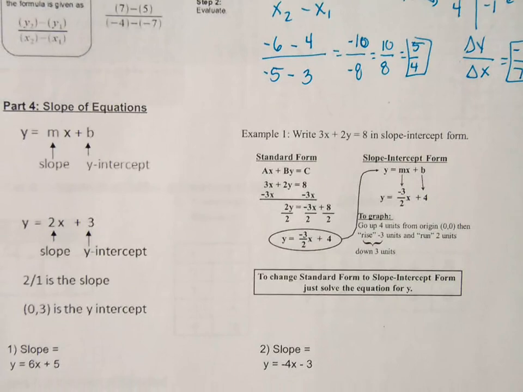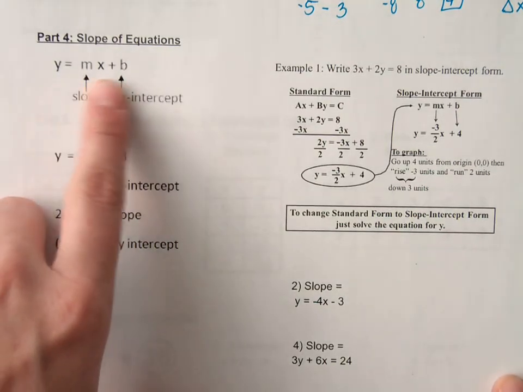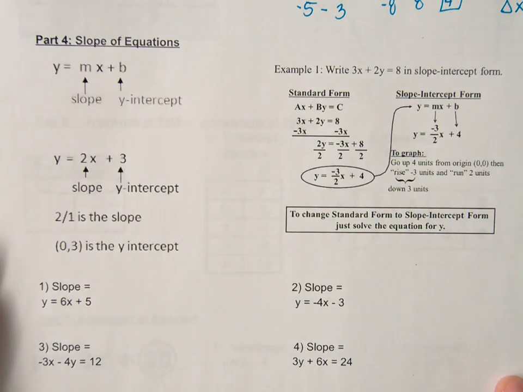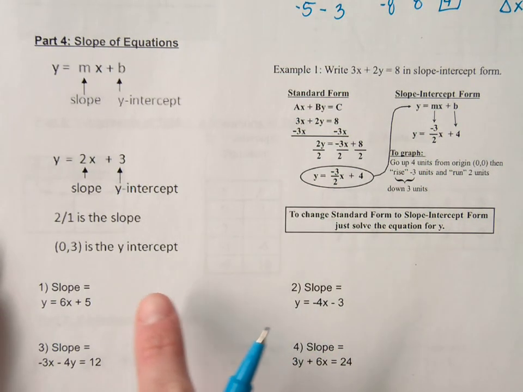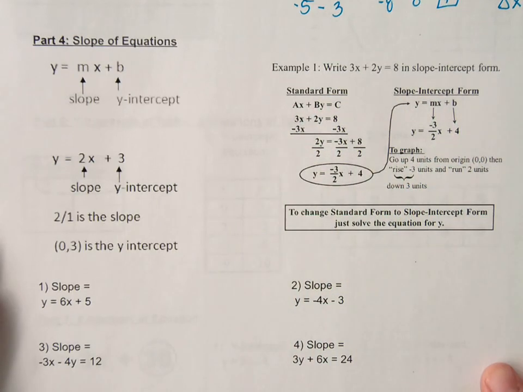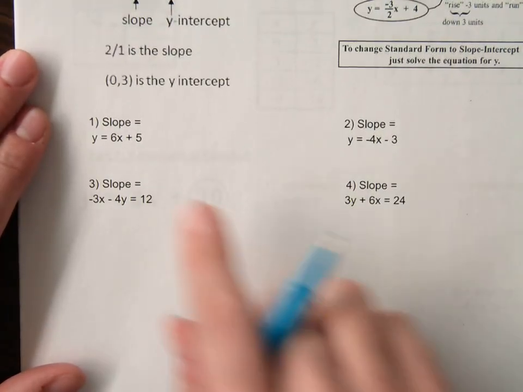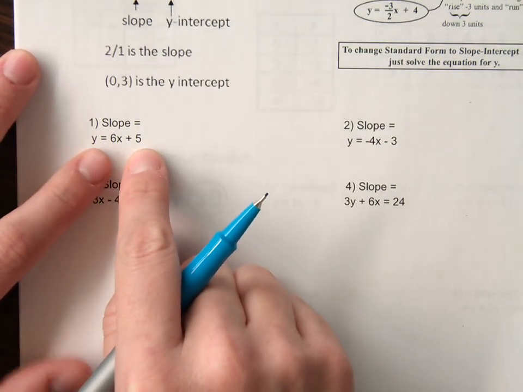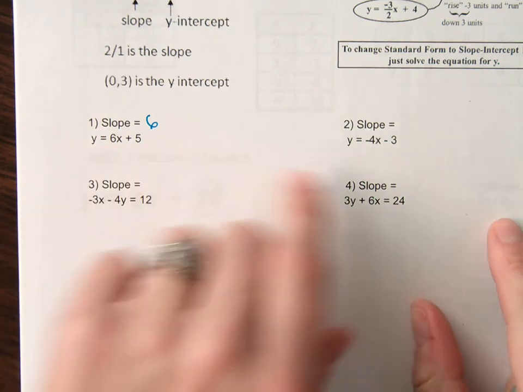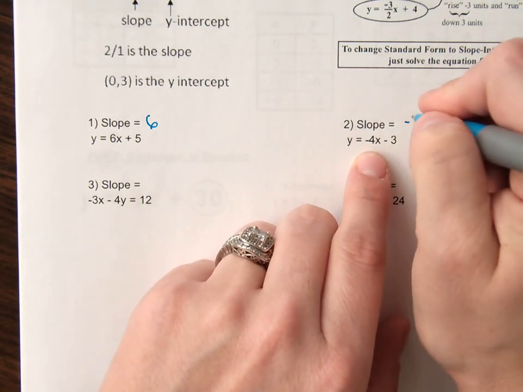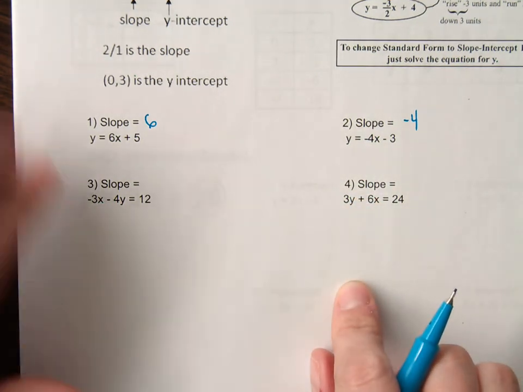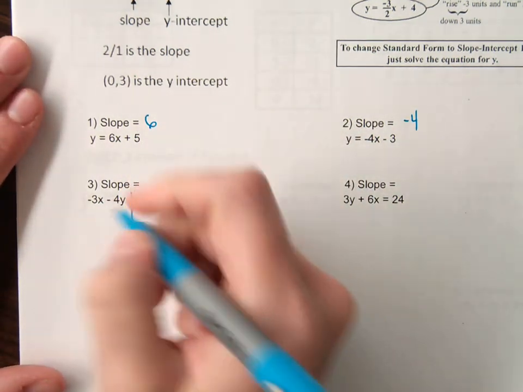Slope of equations. Remember, slope-intercept form is y equals mx plus b, where m is your slope and b is your y-intercept. And here's some steps for putting an equation into slope-intercept form if it's not. So we have y equals mx plus b. My slope is 6 because it's the number in front of x. Here my slope is -4 because that's the number in front of x. Here we don't have these in slope-intercept form, so I need to put them in slope-intercept form.